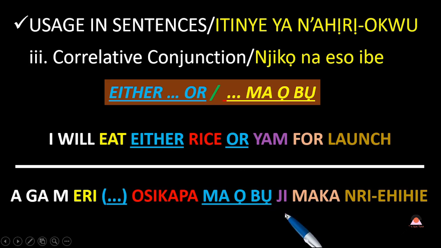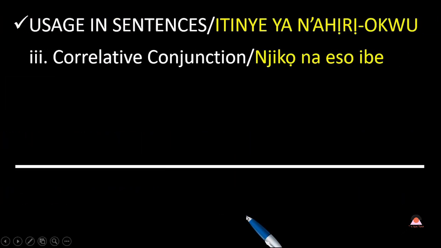maọbụ ji maka nri ehihie. Hope that is clear enough. So you don't put anything here at all. You only have maọbụ here. And that makes the same meaning in Igbo language.